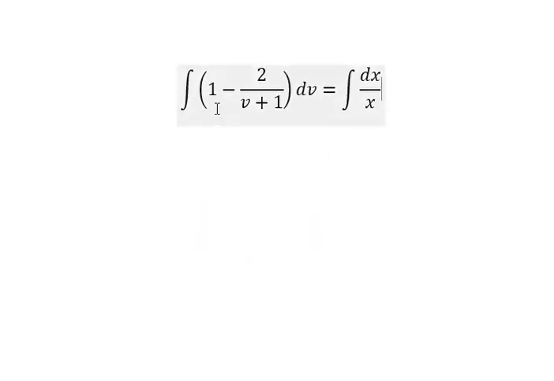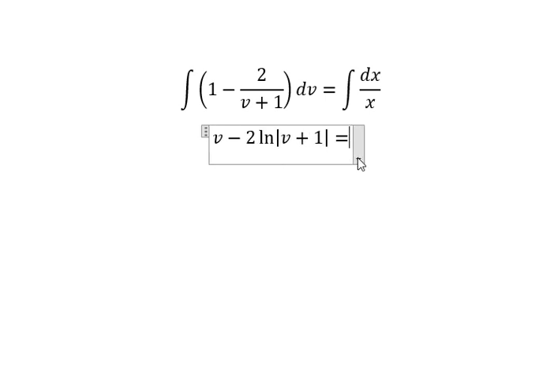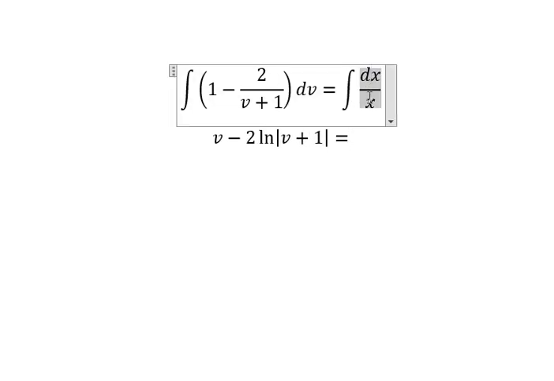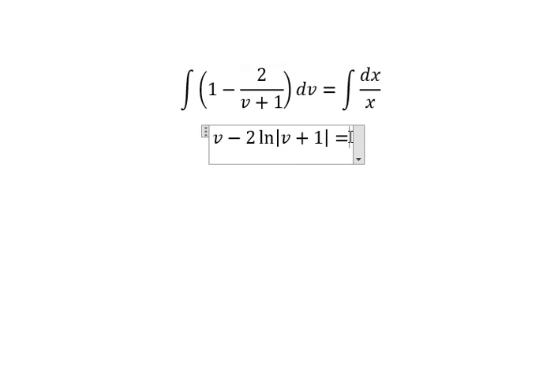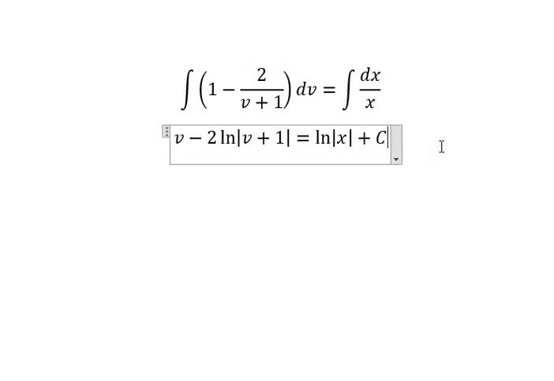The integration of number 1, you get v. The integration of negative number 2 over v plus 1, you get 2 ln of the absolute value of v plus 1. The integration of dx over x, you get ln of the absolute value of x, and we put c.